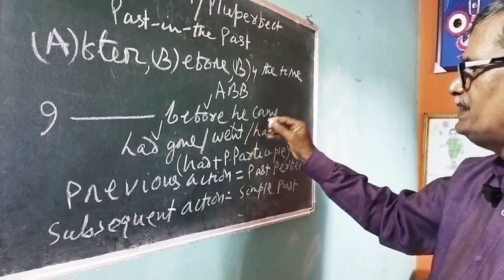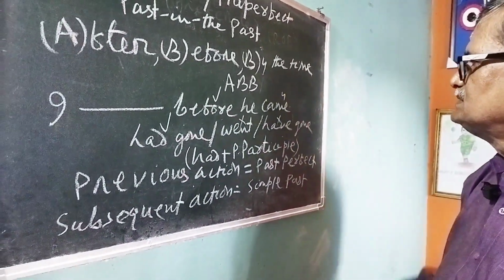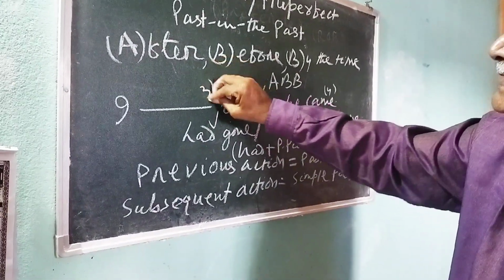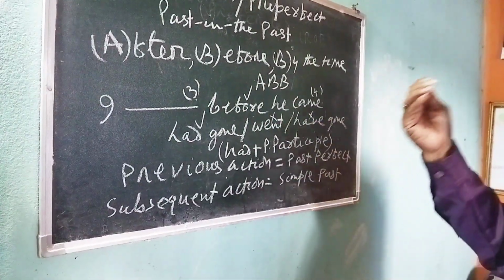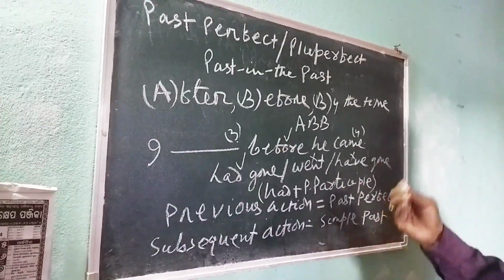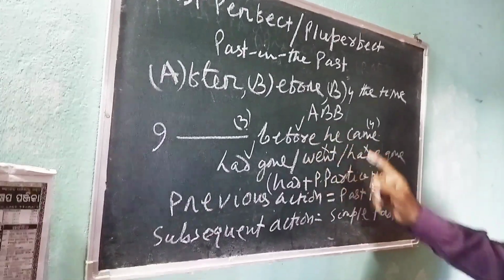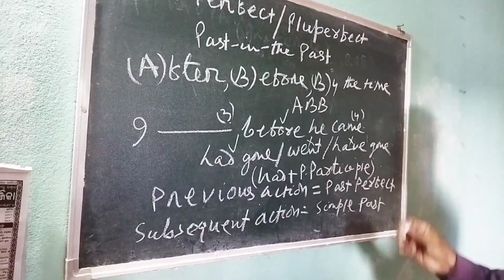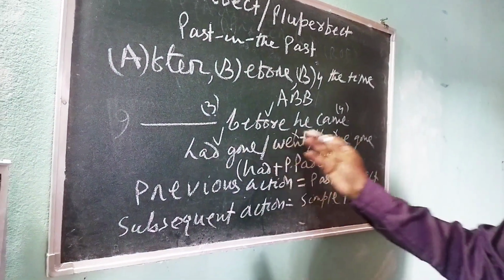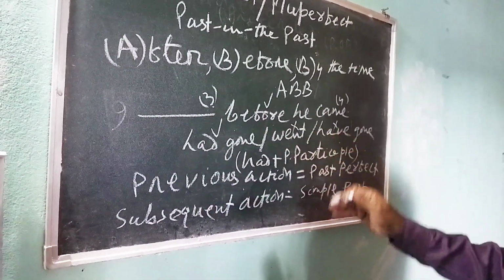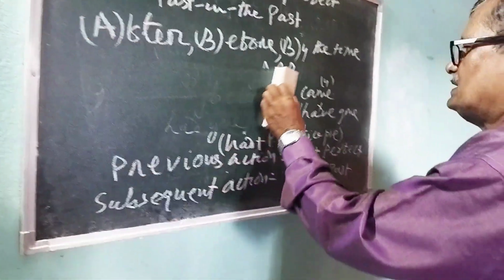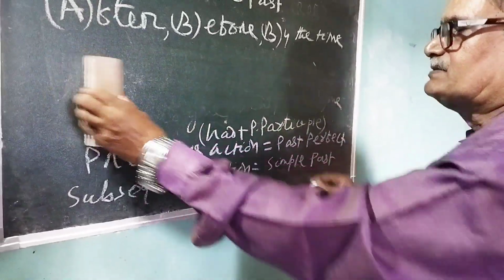I had gone before he came. Suppose he came at 4 o'clock and I had left before that time. Suppose I left the place at 3 o'clock. So in previous actions we have to use past perfect, and in order to simplify the rule, whenever you find after, before, by the time, you use past perfect. Suppose one sentence I'm just writing here, you write them down. Before he came, had gone is the correct answer; had gone is the previous action and came is the subsequent action. You write them down. And here I am telling all about the previous action.